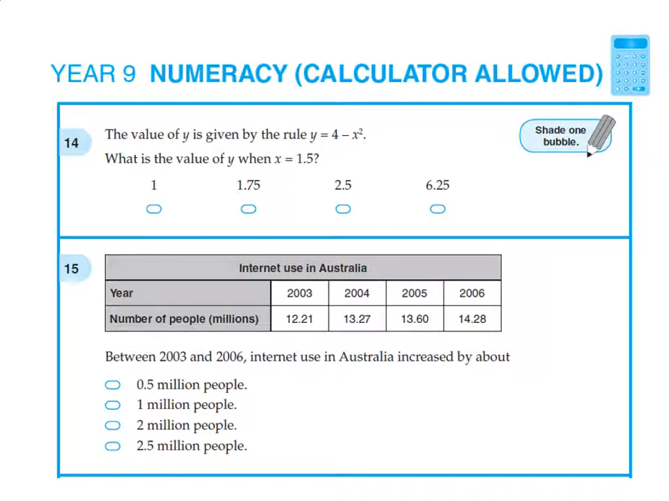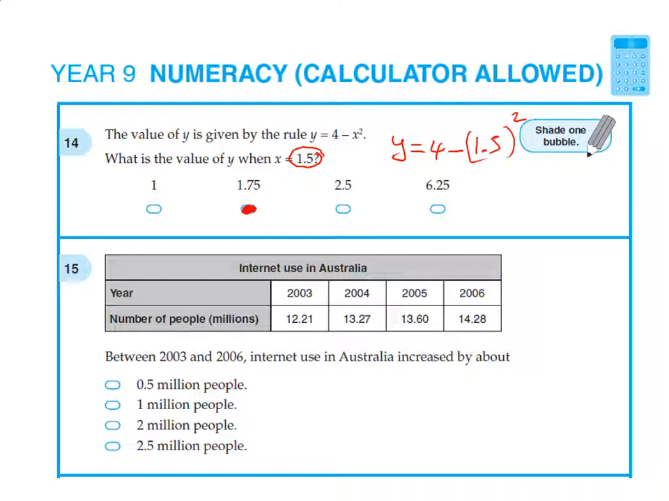The value of y is given by the rule y equals 4 minus x squared. What is the value of y when x is 1.5? When x is 1.5, every time you see x, you replace it with 1.5. So the rule is y equals 4 minus x squared, but this time x is 1.5, so I just put in 1.5. Open bracket, just in case it's negative, it fixes the problem. If you type that in your calculator, you will get 1.75. That's your answer. Now, next one.